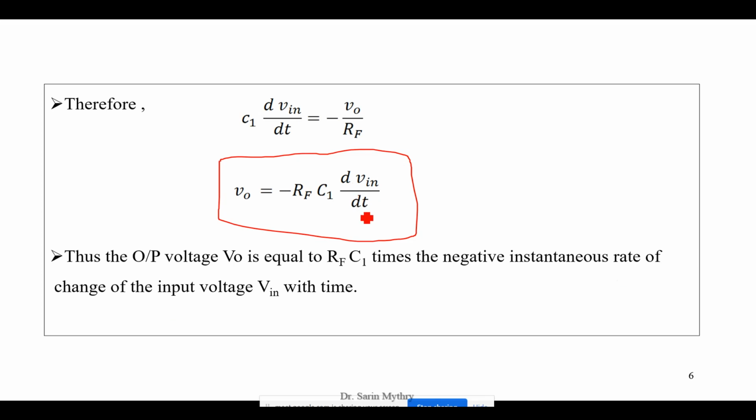It's the rate of change of input voltage. So the output voltage V out is equal to the product of RF and C1 times the negative instantaneous rate of change of input voltage with respect to time. So this is how we found V out.